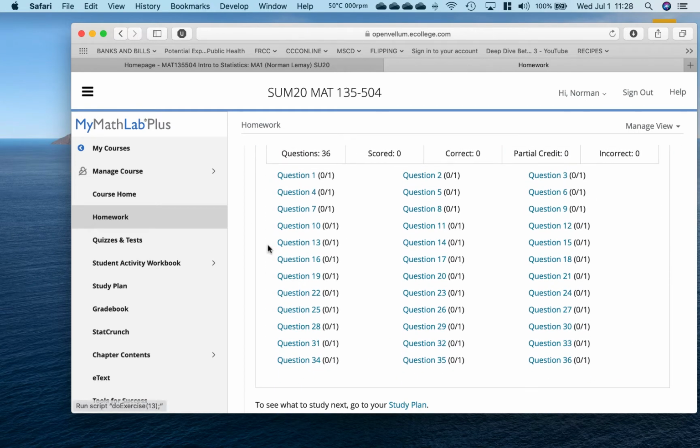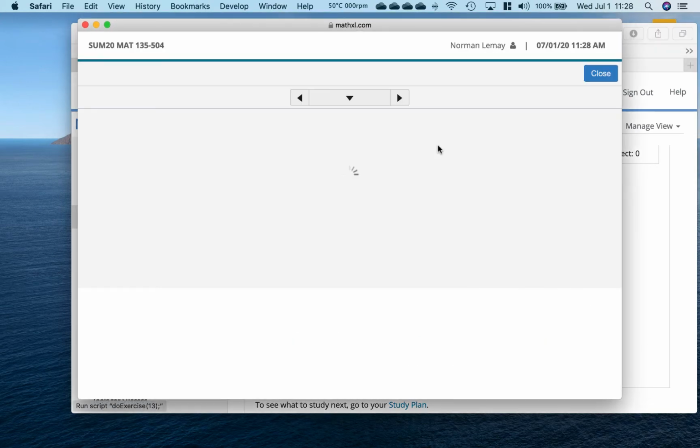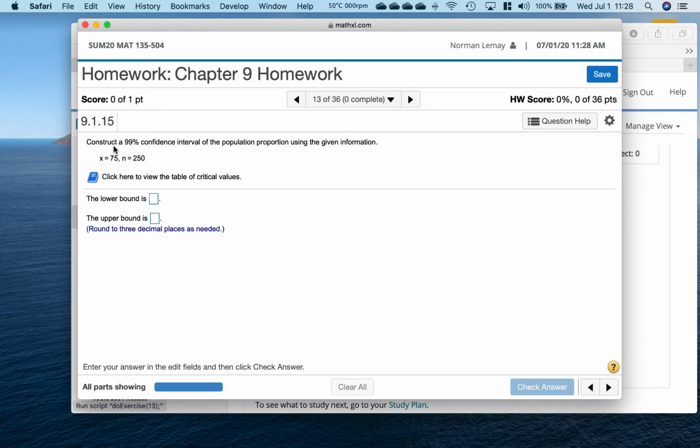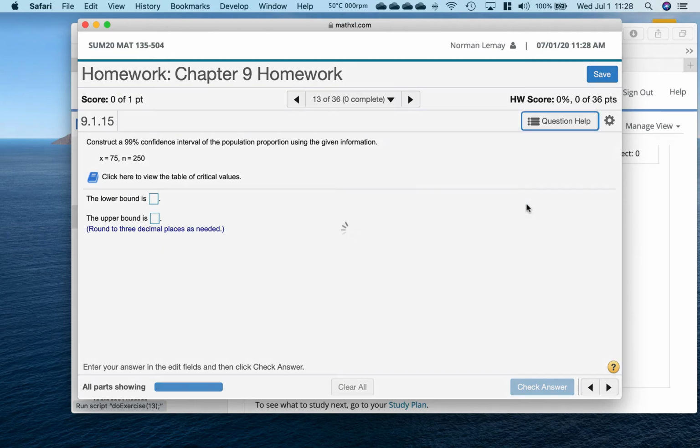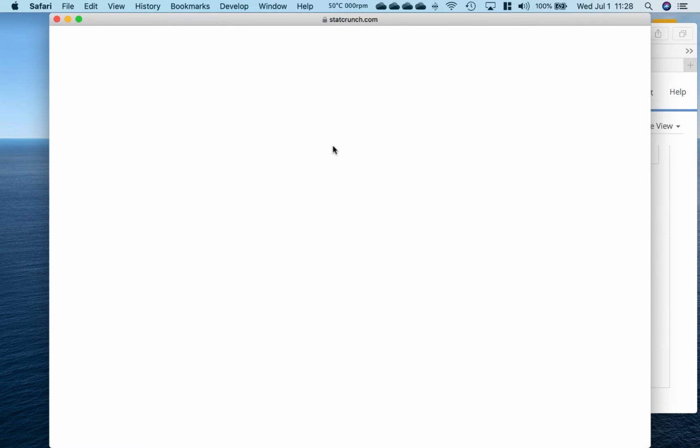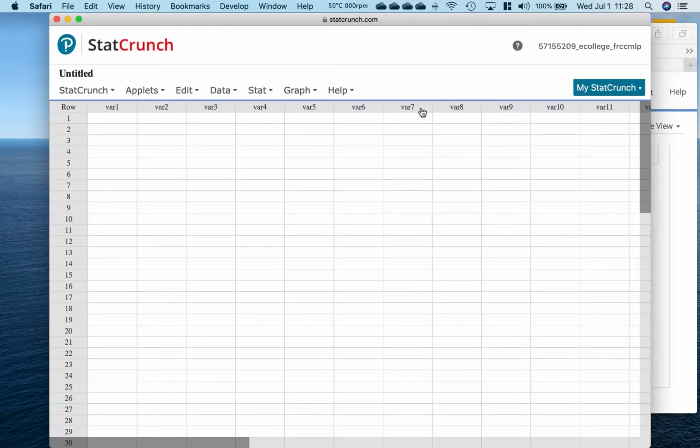So I'm going to take a peek at a couple of homework exercises here. Let's just note that this is just a manual. Let's compute given x and n. Here we want to compute and bring back the confidence interval. So when you're in your homework, if you come over here to question help, click StatCrunch, and hopefully this will fire up okay.